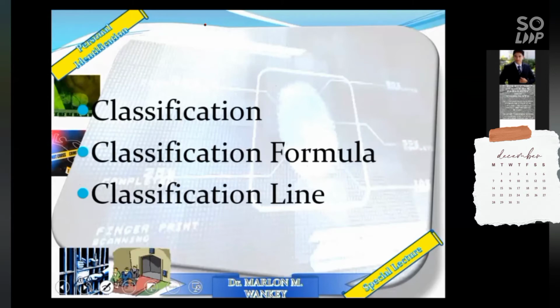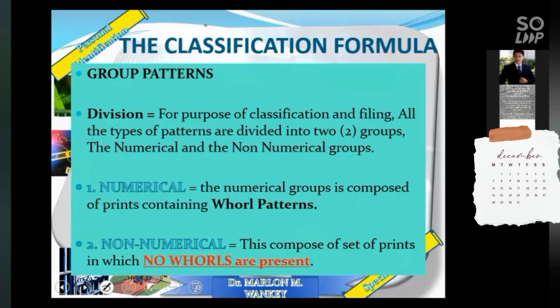Now, let us talk about the classification. What we call classification refers to classifying the fingerprint. The classification formula has a numerator and denominator. Then the classification line is a line that serves to point out where the numerator and denominator are. So here is the classification formula.